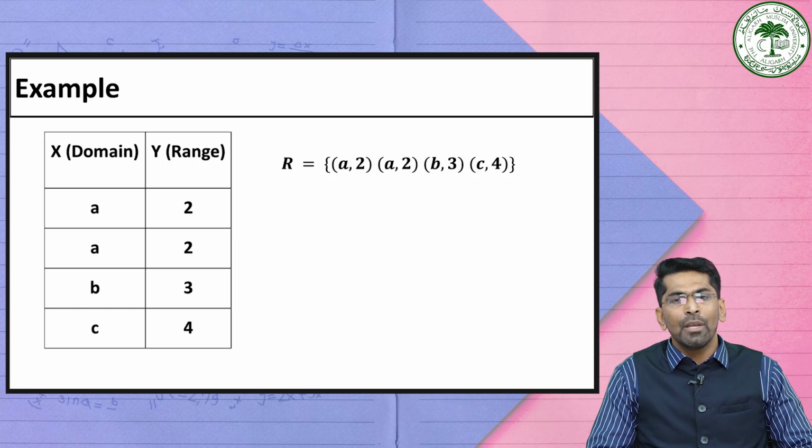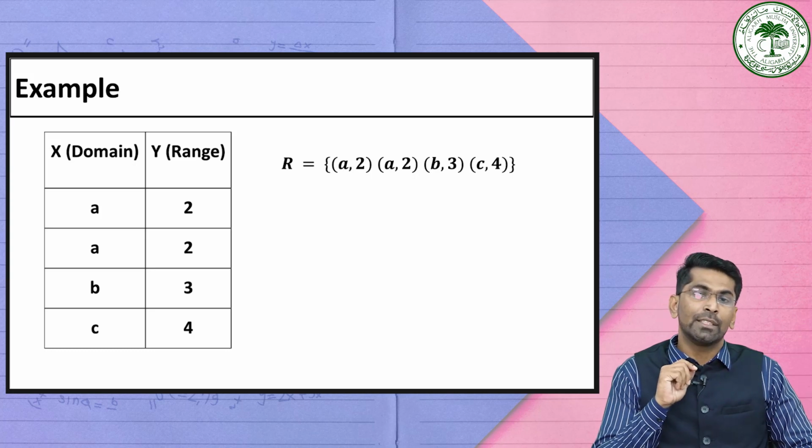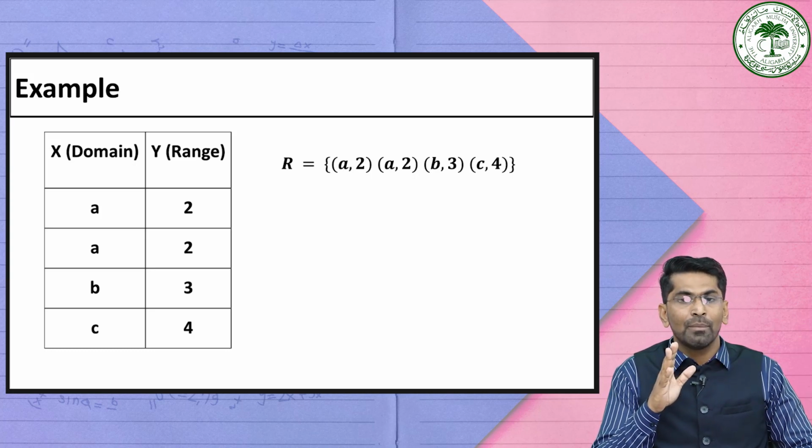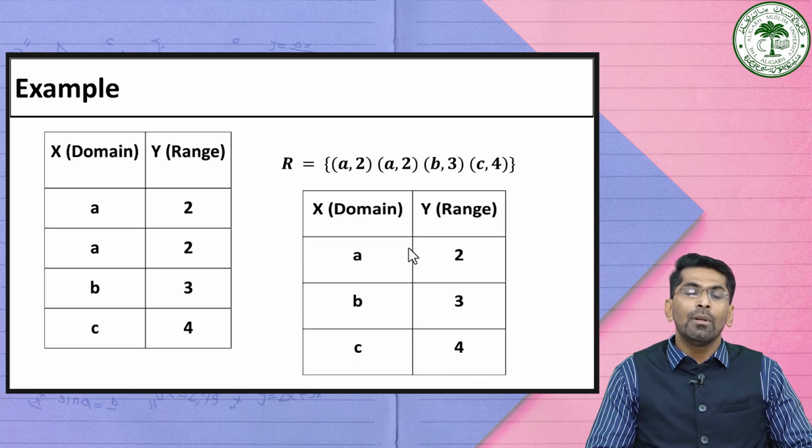For a relation to be a function, each element in the domain must be associated with a unique element in the range. So this table can be cleaned up by removing the repeated pair (A, 2). This removes the duplicate ordered pair, and now the pairs are (A, 2), (B, 3) and (C, 4). The domain is A, B, C and the range is 2, 3, 4. So this becomes a function.